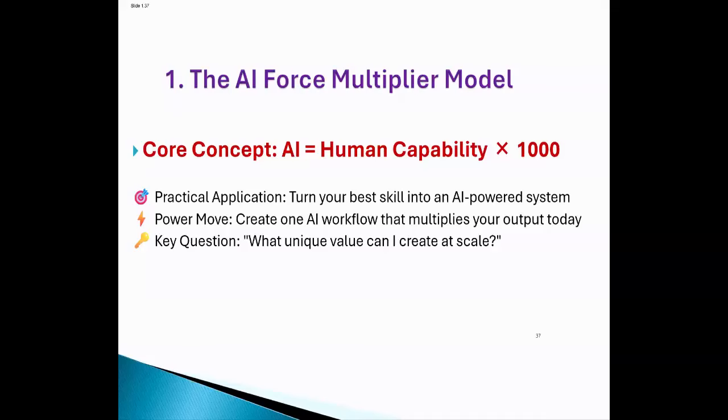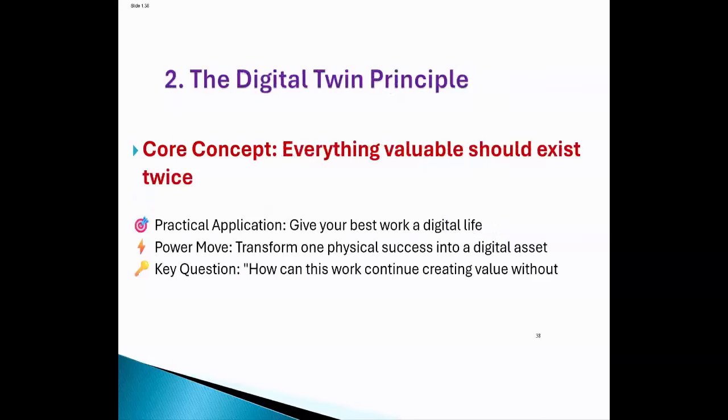Number 1, you need to use AI to amplify your human capabilities. You can multiply your capabilities by 10, 100, even 1,000. Okay? So turn your best skills, curiosities, interests into AI-powered assets. Okay? What unique value can I create at scale for thousands of people? That's number 1.